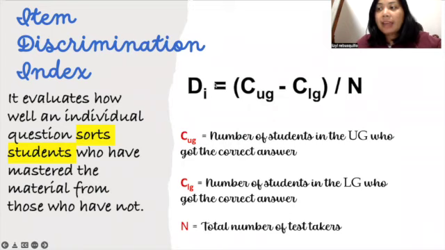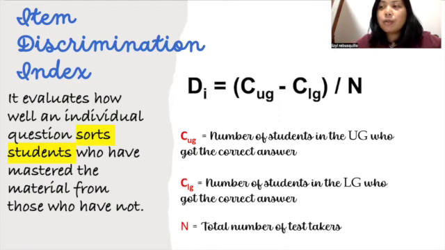Then we have item discrimination index. It's another way that we can evaluate the validity of the test. When we give a test, ang expectation kasi natin is that students with mastery of the material should be more likely to answer a question correctly. Pero yung wala or kulang sa mastery, syempre they would get the question wrong.